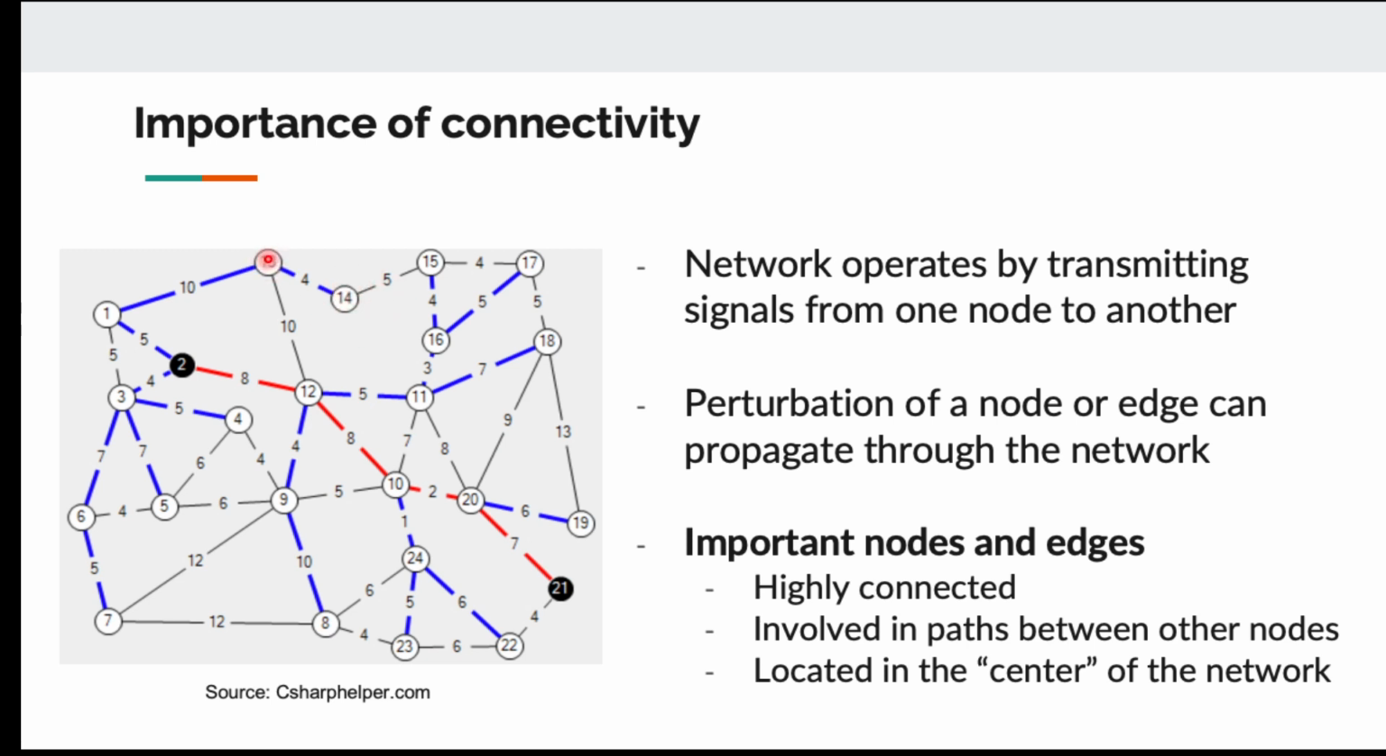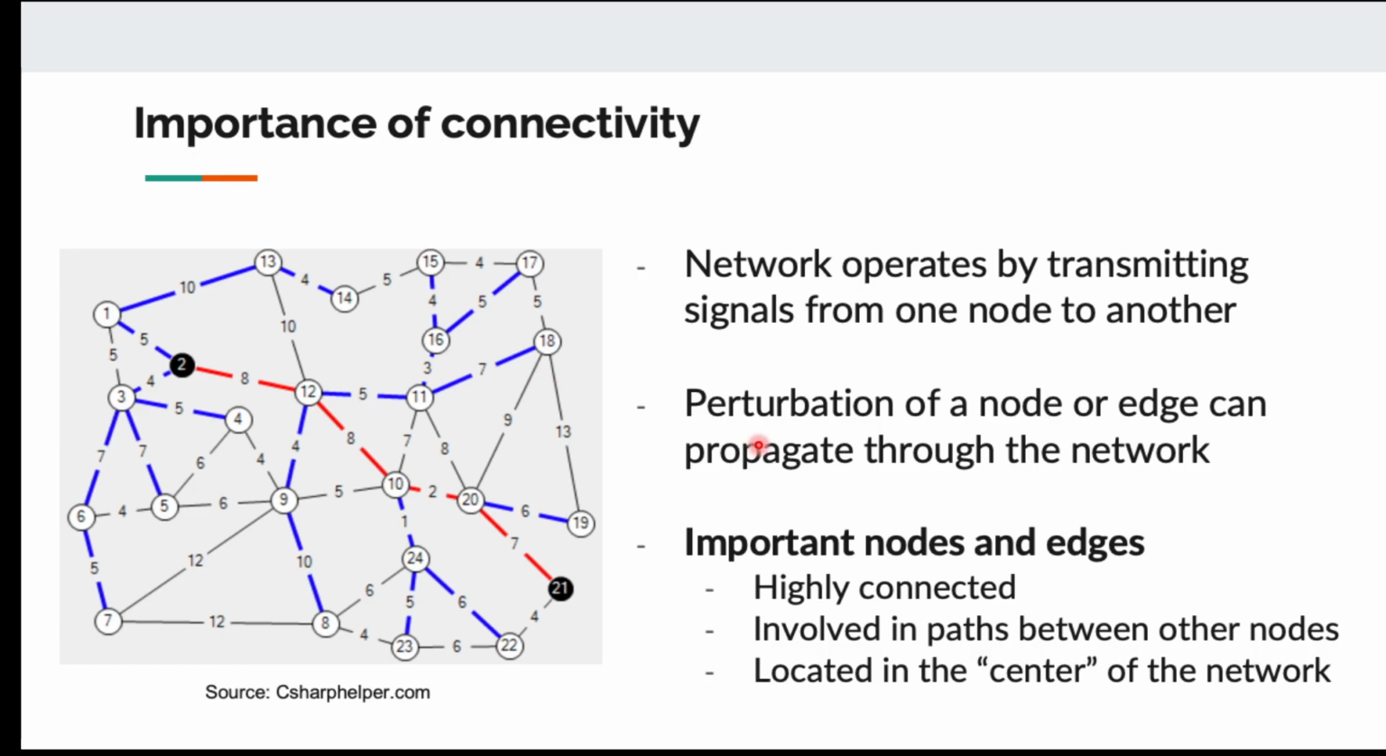Protein 13 and 15 might have a problem sending signal to each other, but they can still reach the other proteins. But if you cut node 12, like node 10, you are disrupting the flow of signal between the two halves of the network. So this type of perturbation idea can also be visualized in terms of the connectivity of the network.